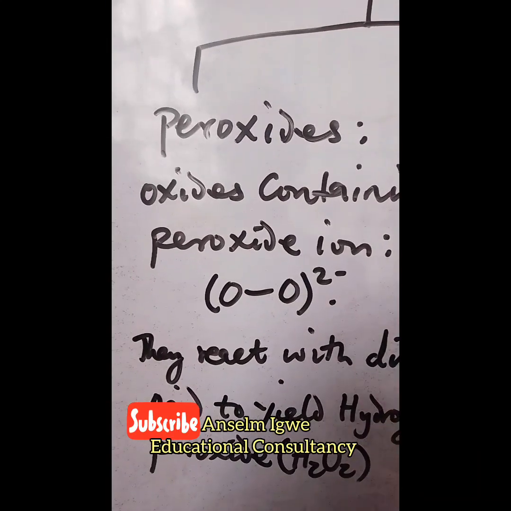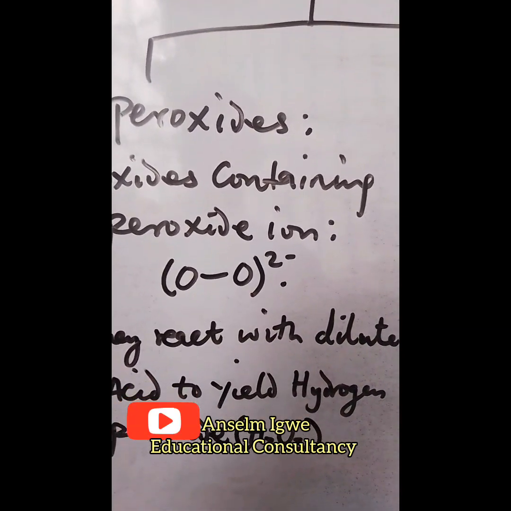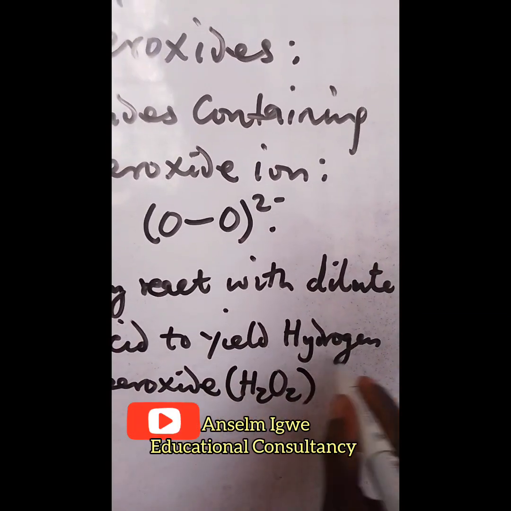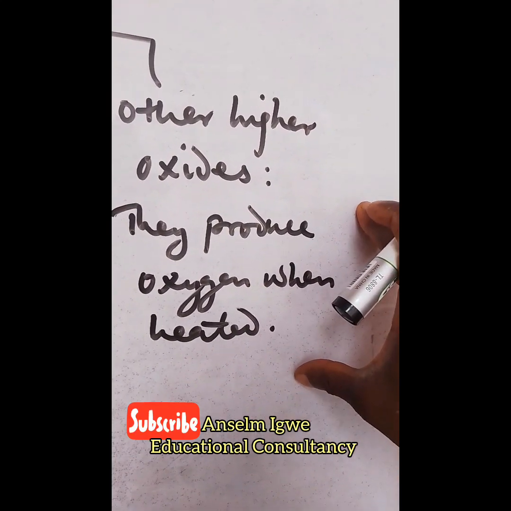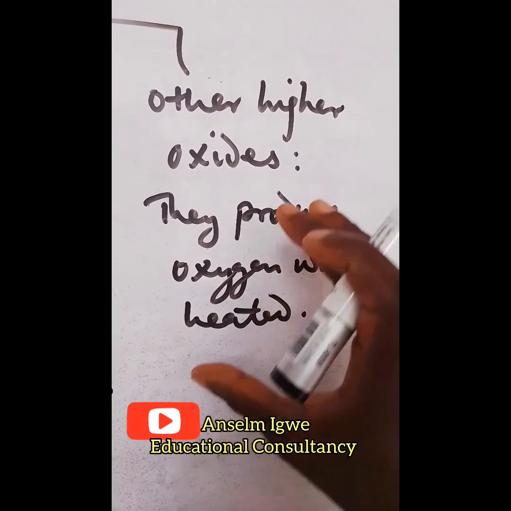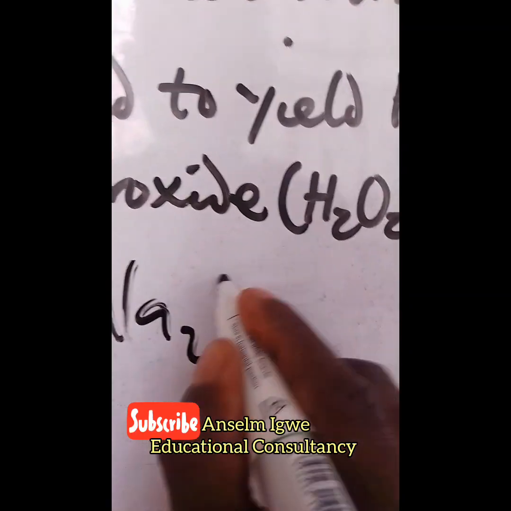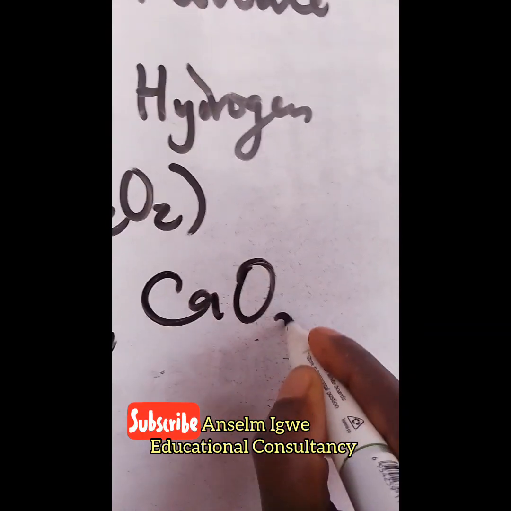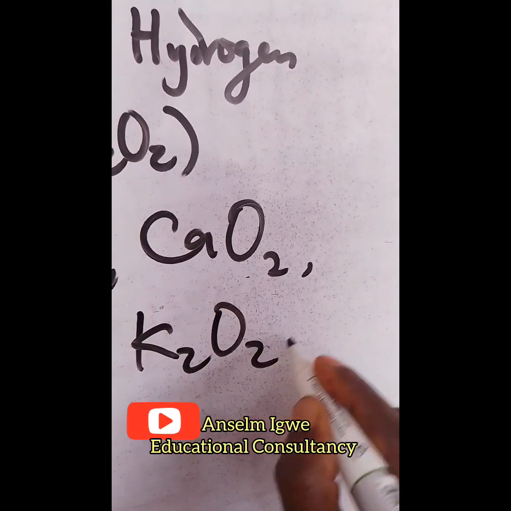Peroxides contain peroxide ion, that is O2 2 minus. They react with dilute acid to yield hydrogen peroxide. That is why they are called peroxides. Other higher oxides don't react with dilute acid to yield hydrogen peroxide, but when heated, they produce oxygen. So they are oxidizing agents. Examples of peroxides are sodium peroxide, calcium peroxide, magnesium peroxide, potassium peroxide, etc.